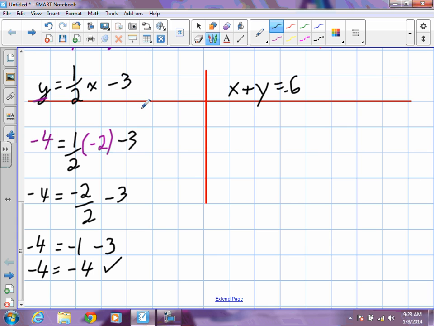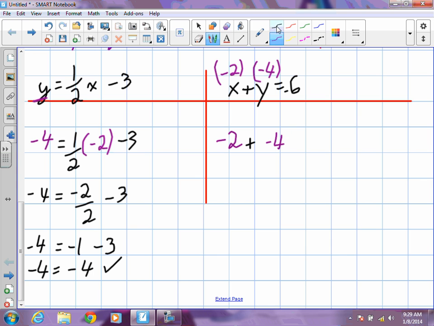Okay? We just have to make sure that point exists on the other line we had also. So remember, our x value was negative 2, so we'll replace x with negative 2. And our y value was negative 4, so we'll replace our y with negative 4. And we'll test to see if this works. Negative 2 plus negative 4 equals negative 6.